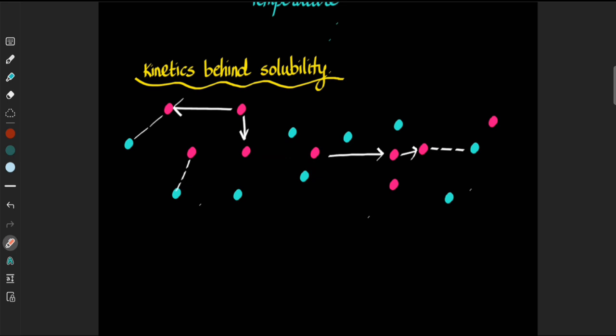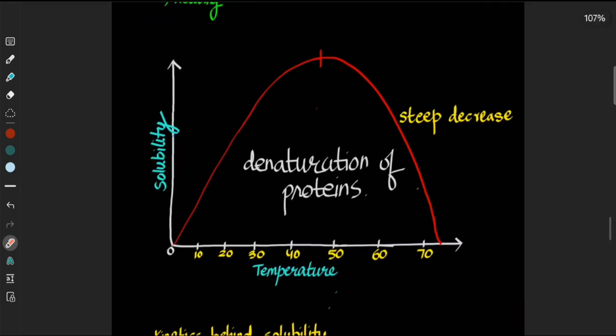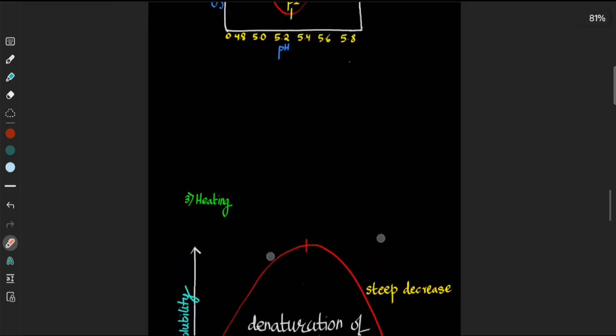So the kinetics behind solubility is actually the high amount of movement between different molecules, especially the protein molecules, colliding with one another. So they are colliding with one another, and then finally they are forming bonds. That means the more we apply the heat, the more they will collide with one another, and the more they collide, they'll form bonds with one another. So this is about protein solubility.